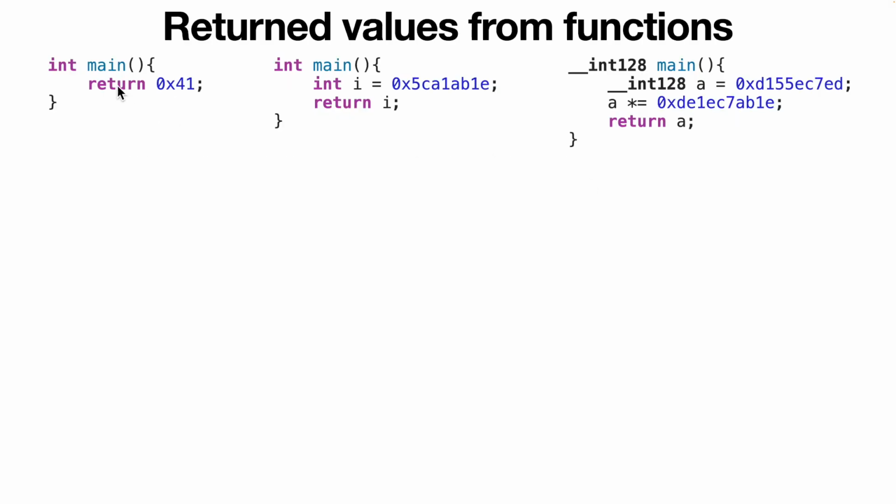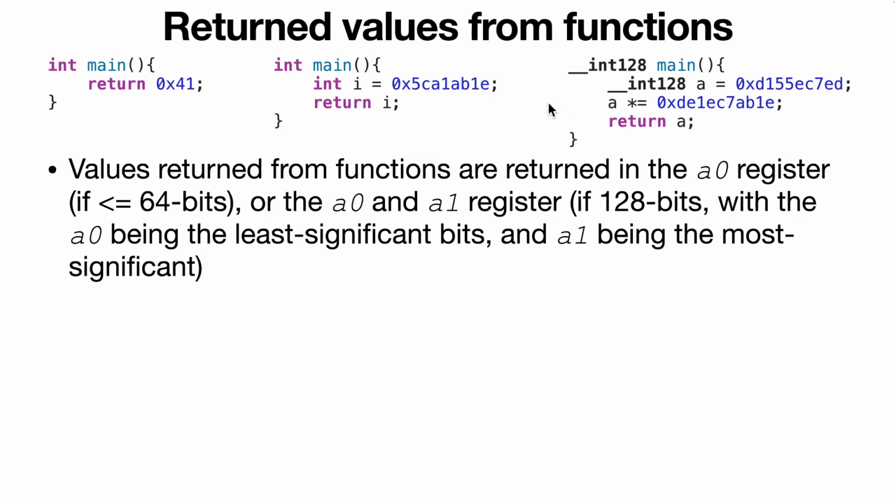So we've already seen this. We've already seen main returning 41 or similar. And later on in the class, we'll actually see returning values like a 128-bit integer, which can't even fit into a single register. But we learned before that the return values are returned in the A0 register. And I will tell you for the future that if you have some value that's too big for a 64-bit register in 64-bit code, or too big for a 32-bit register in 32-bit code, then the A0 and A1 registers will be used to pass it, with the least significant bits going in the A0 and the most significant bits in the A1.